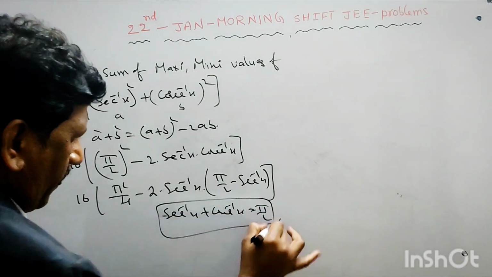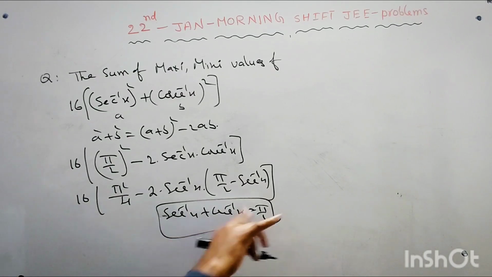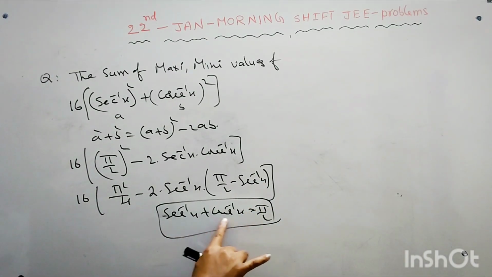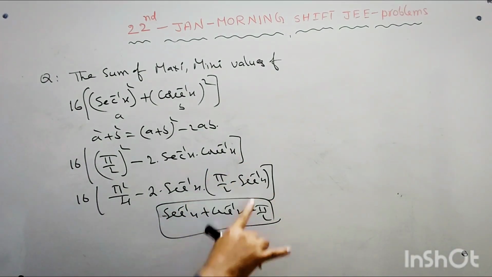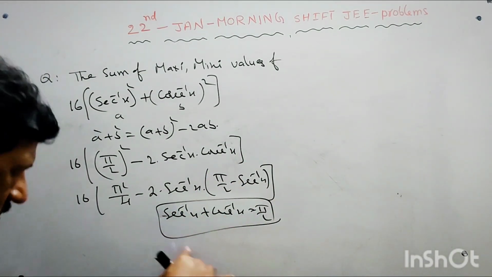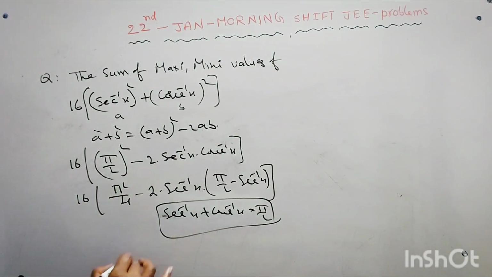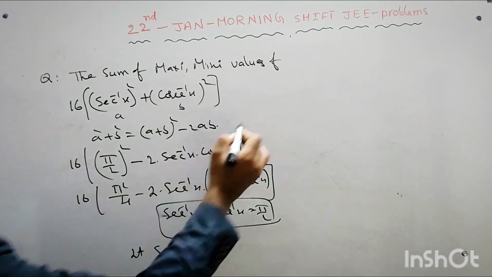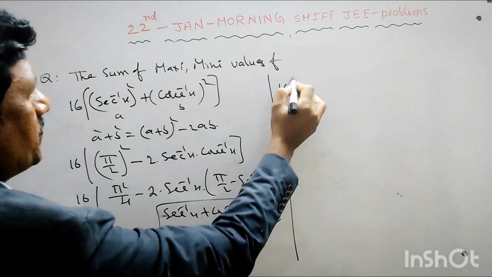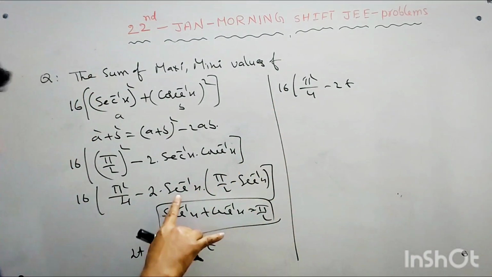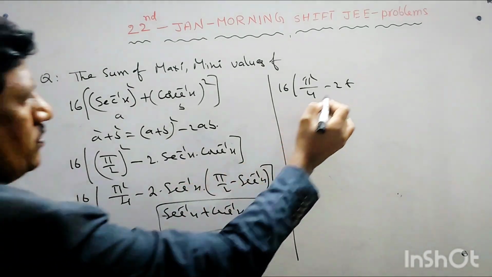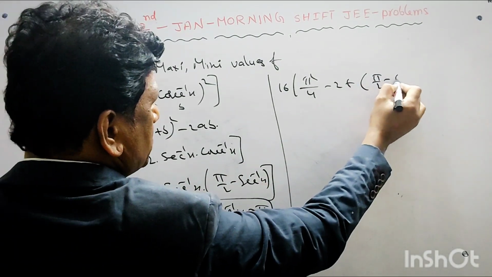Since this formula, send secant inverse of x to the right side, so that you will get cosecant inverse of x is pi by 2 minus secant inverse of x. So in the place of cosecant inverse of x, we can write pi by 2 minus secant inverse of x. Okay, next one, you assume this secant inverse of x as t. So what will we get now? 16 into pi square by 4 minus 2t. I am taking this secant inverse as t. 2t into, this is actually pi by 2 minus t, like this will come.